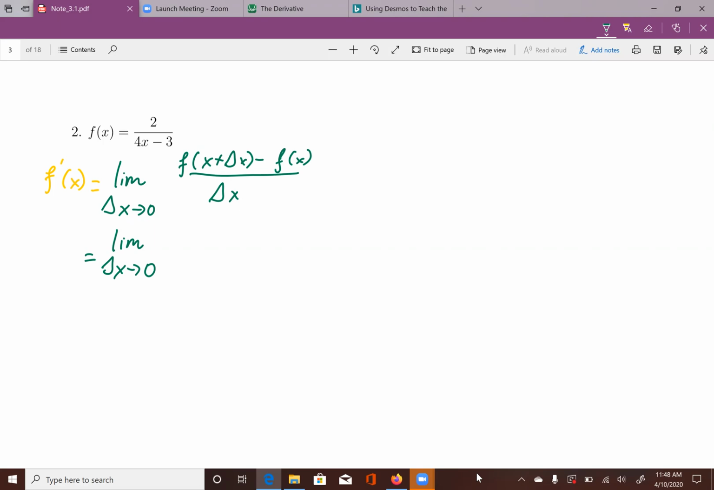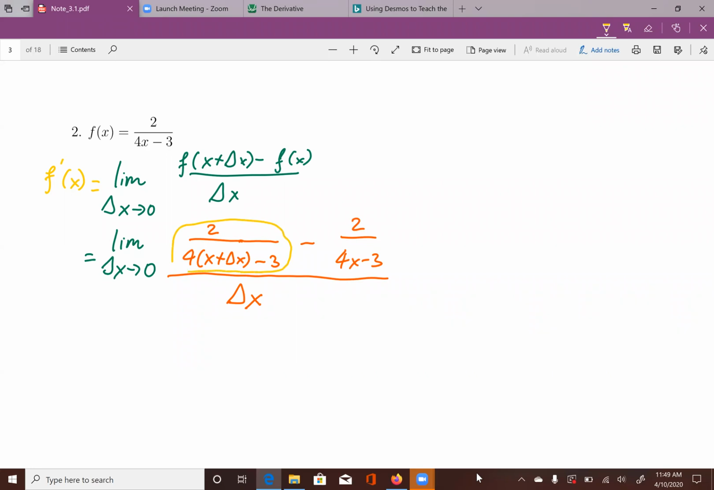I plug x plus delta x into my function, using another color. So 2 over 4, instead of x, I replace it with x plus delta x, minus 3, right? And then minus f of x, which is just 2 over 4x minus 3, and everything divided by delta x. All right, again, this is my f of x plus delta x, and this is my f of x by the definition.